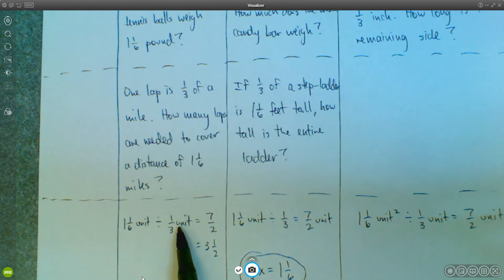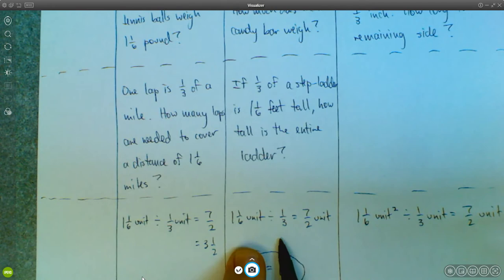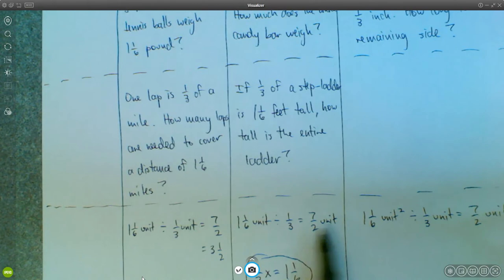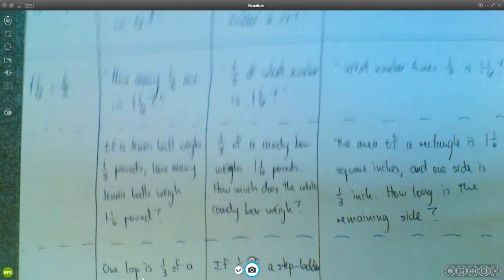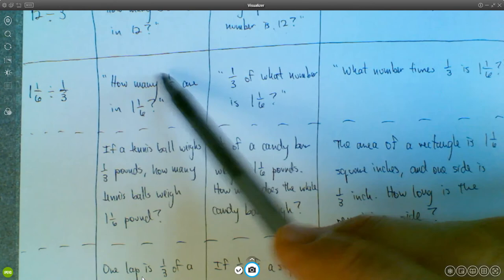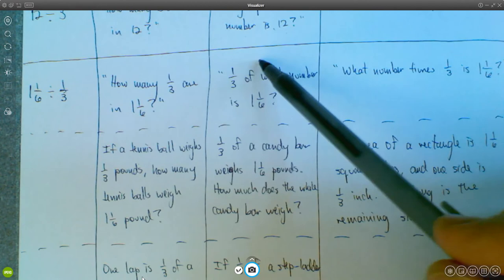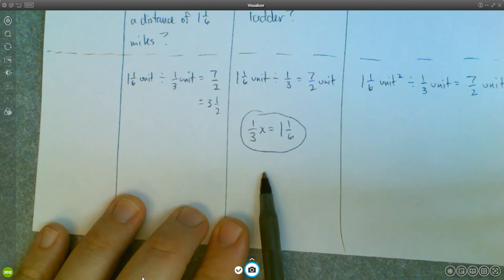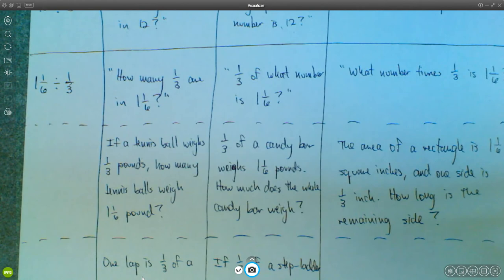Now that's different from the partitive model, and I'm skipping ahead a little bit. I'll go back and show you the examples, but it's different from the partitive model, because in the partitive model, what you end up setting up is you have your unit here, and then your unit on the other side, and the number, your divisor, doesn't have units on it. So let me show you what I mean. In the measurement model, you're thinking, how many thirds fit into 1 1/6? With the partitive model, you're thinking 1/3 of what number is 1 1/6? In other words, 1/3 times what number is 1 1/6? And oftentimes, partitive model problems lead really well to equations that look like this: 1/3 x equals 1 1/6. If you set up a problem like this, then chances are what you've written is a partitive model, okay? You're thinking 1/3 of what number equals 1 1/6?